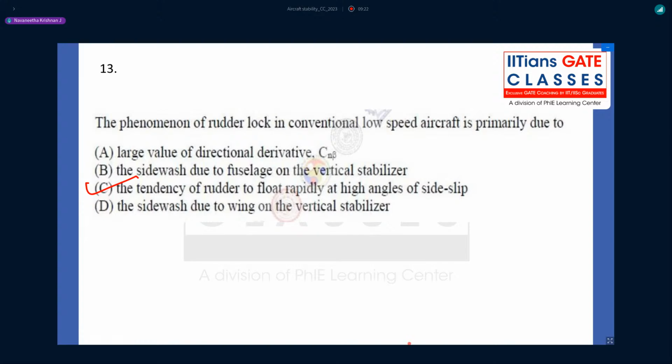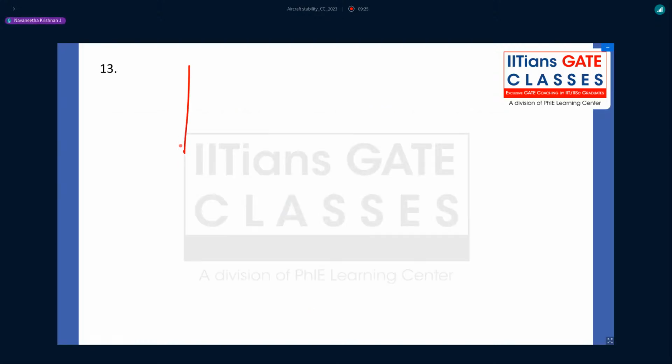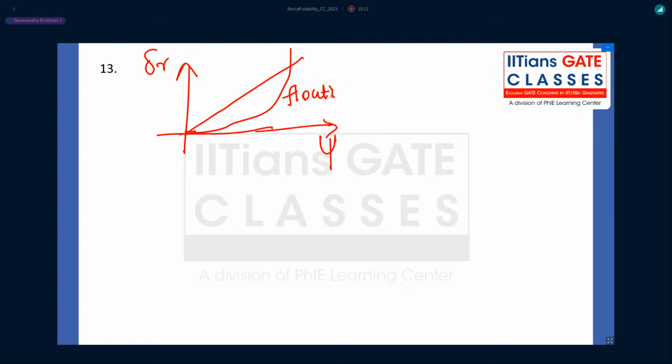Now, what happens is, if I draw a plot between rudder angle and the yaw angle, the rudder angle to produce the required yaw angle varies linearly. But due to side slip and due to the flotation, it will not actually be linear. It follows this trend because the rudder is floating. So this is the rudder angle required for the required yaw angle. But since it is floating, this is the flotation angle of the rudder.